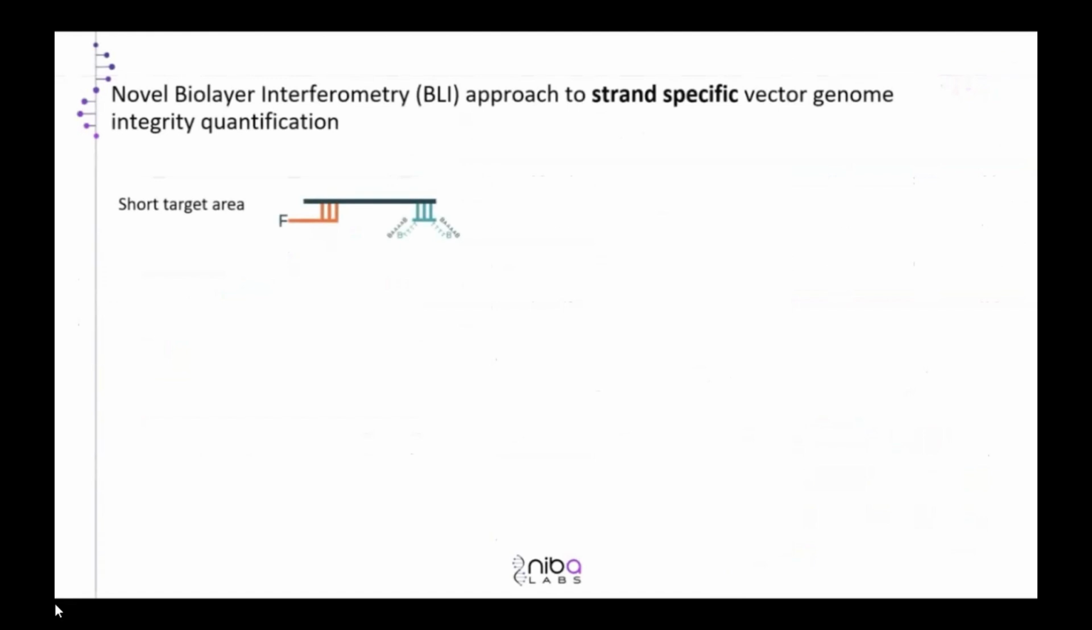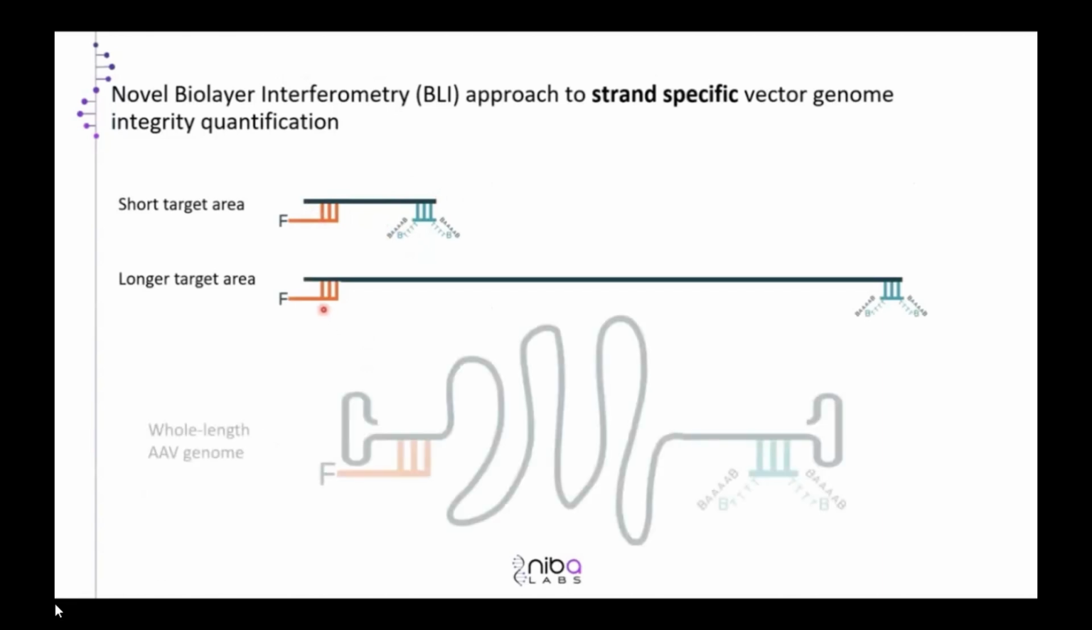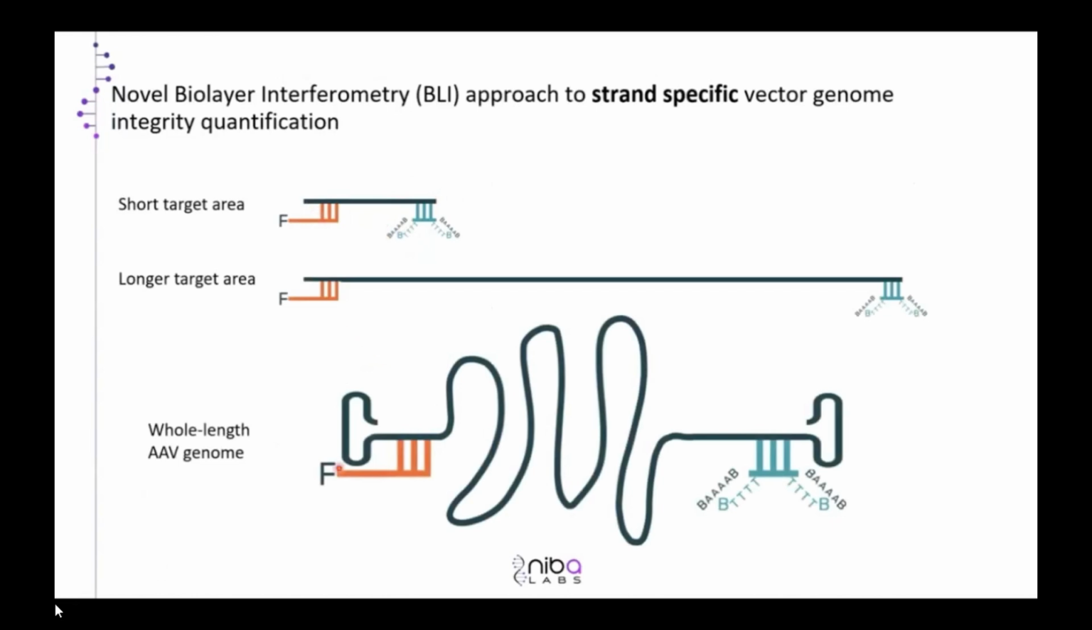So since this approach is actually quite good just for the simple titer quantification, so strand-specific titer quantification, we said, why not take this further to quantify vector genome integrity? If we just have the short area where we have the 2 oligos targeting this part, we could perhaps do that on the longer target area. And by longer, why not do the whole length AAV genome?